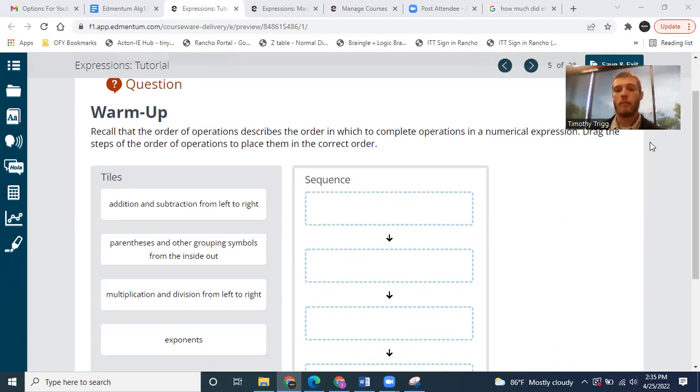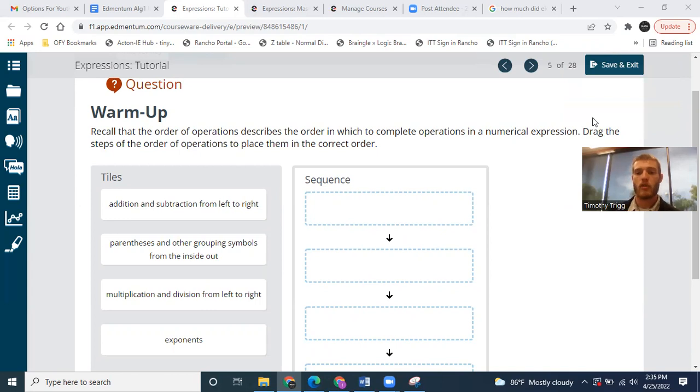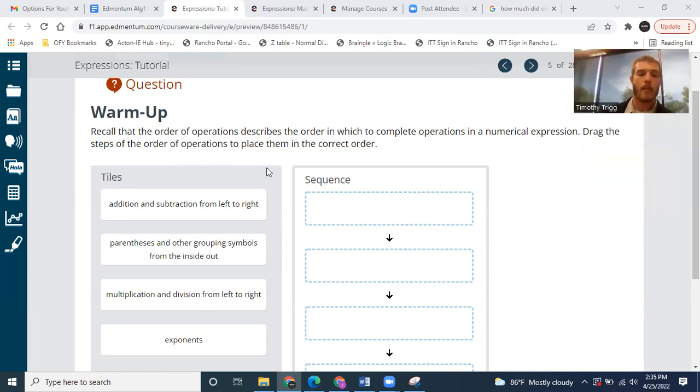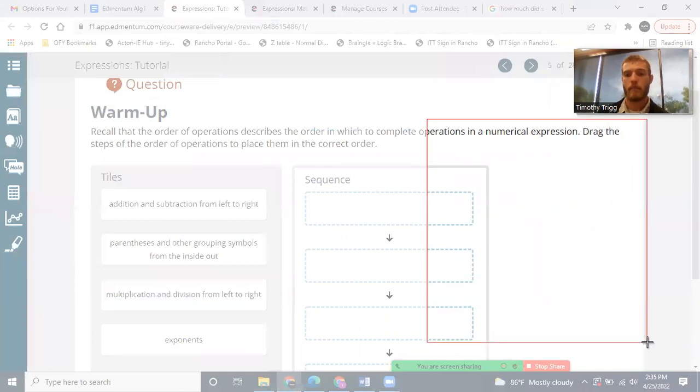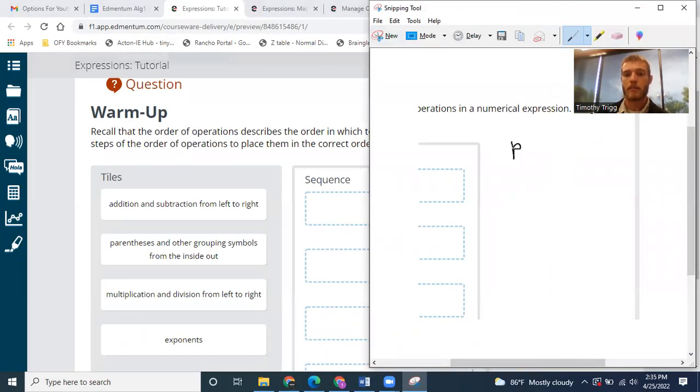Let's go ahead and skip all the way to page 5. That's where the first question is. And it looks like this. Recall the order of operations. So when it comes to the order of operations, you really need to know this, that it's PEMDAS. Hopefully you've seen this before.